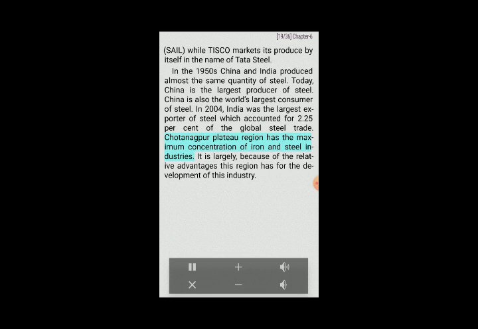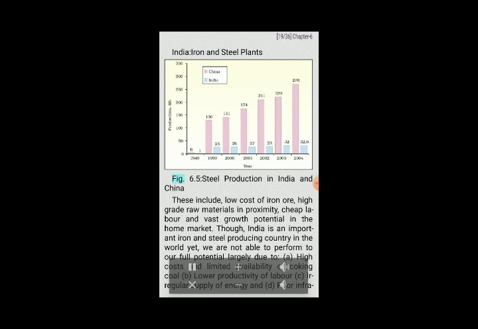Chotanagpur Plateau region has the maximum concentration of iron and steel industries. It is largely because of the relative advantages this region has for the development of this industry. India. Iron and steel plants. Fig. 6.5. Steel production in India and China. These include low cost of iron ore, high-grade raw materials in proximity, cheap labor and vast growth potential in the home market.